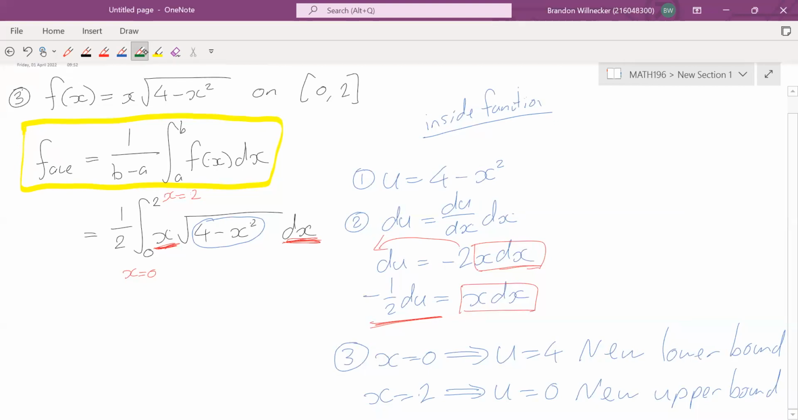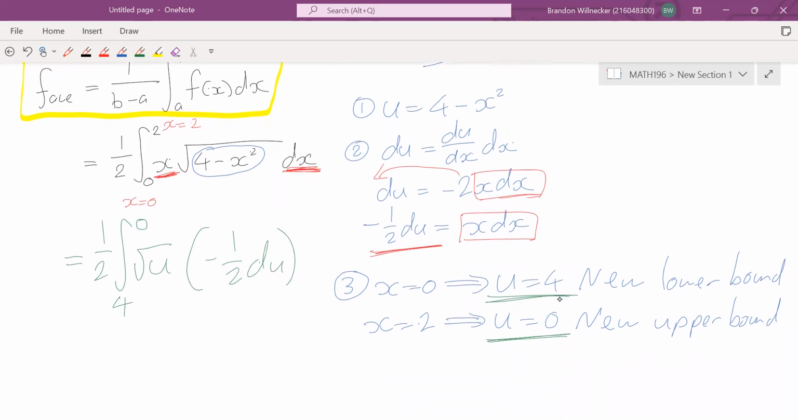Okay. So let's make our 3 substitutions there. So this is going to be 1/2 the integral. What is our new lower bound? It's going to be 4. What is the new upper bound? It's going to be 0. Okay, the square root of 4 minus x squared becomes the square root of u. X dx becomes minus 1/2 du. Okay, so we can take the minus 1/2 outside, so we end up with minus 1/4 the integral from 4 to 0 of u to the 1/2 du.